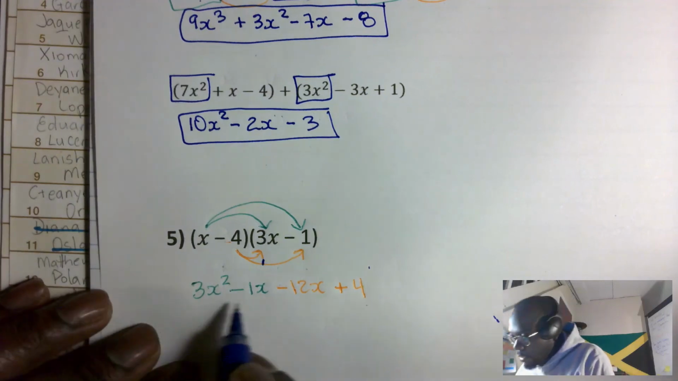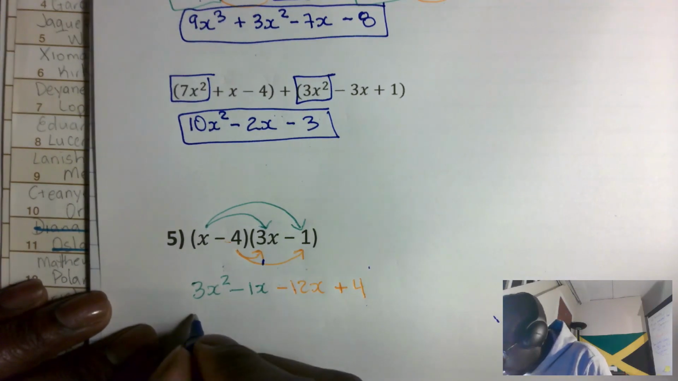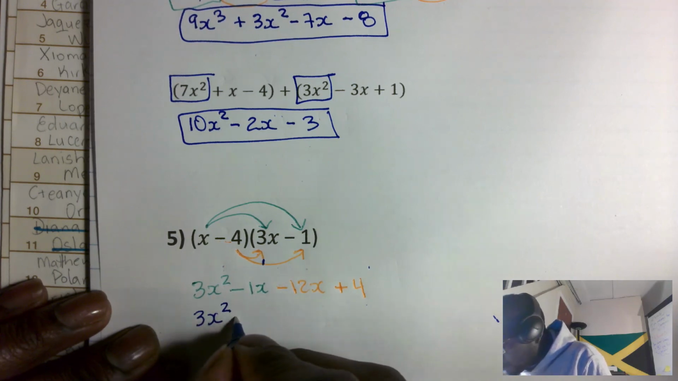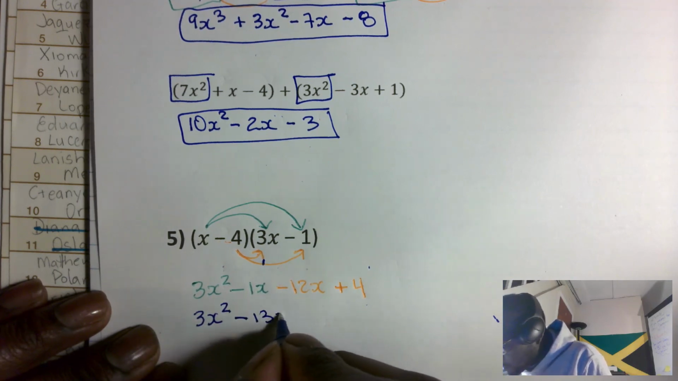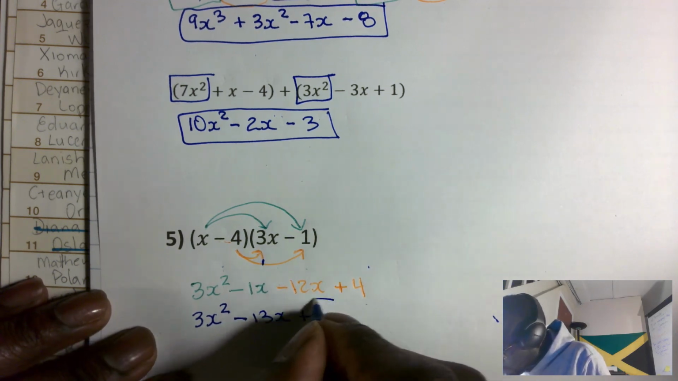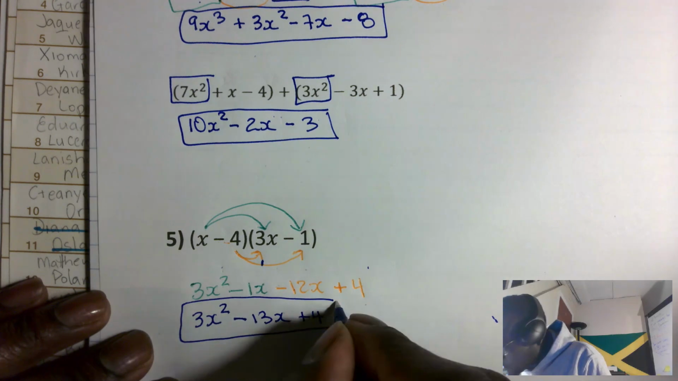Alright, so now let's combine like terms. So I only have one x squared, so this is going to be 3x squared. Combine these two, I'm going to get minus 13x and then plus 4. So that is my answer.